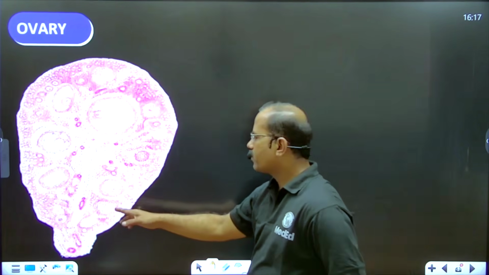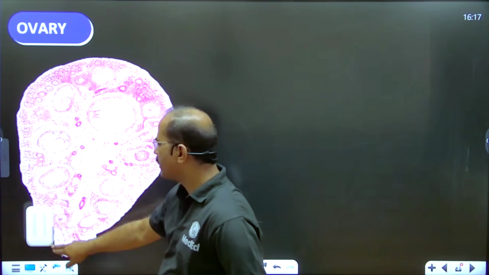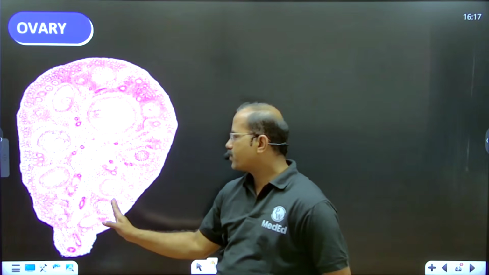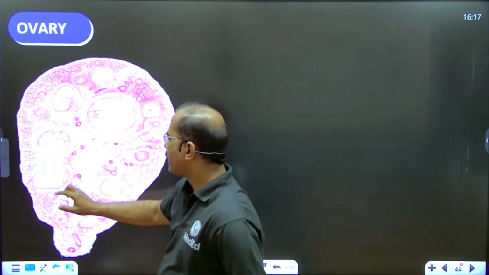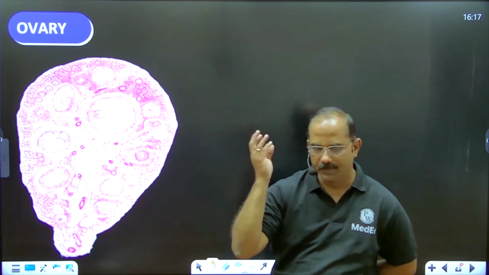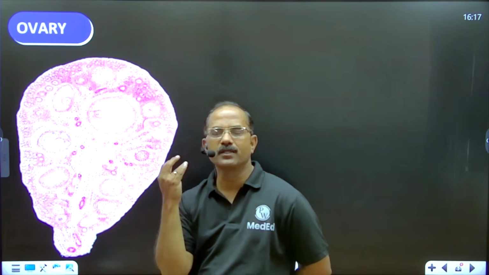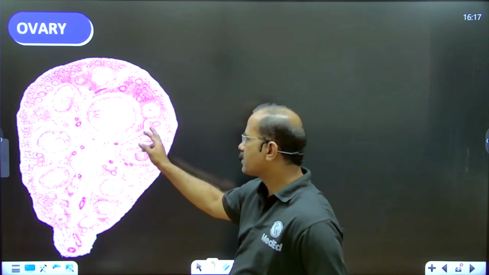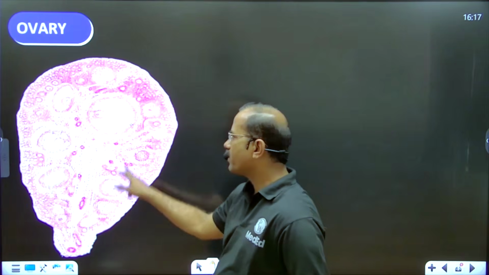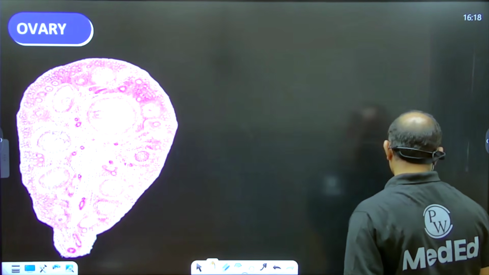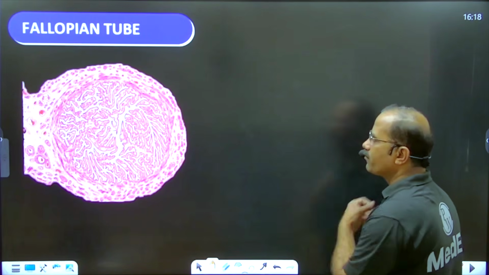Now ovary. What is the epithelium which lines the ovary? That's the germinal epithelium. That is simple cuboidal. Ovary shows an outer cortex here and an inner medulla here. The medulla shows the presence of blood vessels, nerves, and lymphatics. The cortex shows different stages of growing follicles. Medulla shows blood vessels, nerves, and lymphatics.